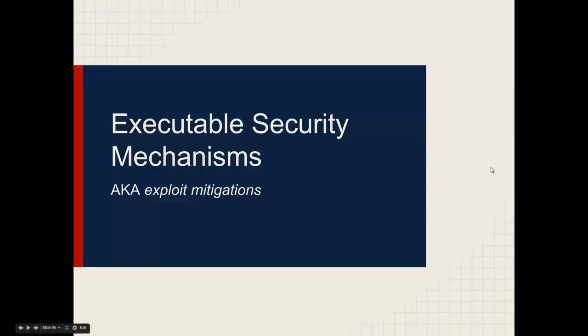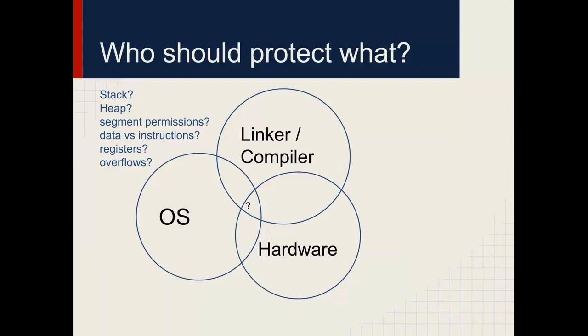Alright, those demos are over, and the rest of the lecture is dedicated to defenses against exploit techniques, and we're going to talk about executable security mechanisms, or as we call them, exploit mitigations. So one of the key questions we're going to ask through this lecture is who should protect what? Obviously, we should expect the developers to write secure code and obviously not have any bugs at all, which is unreasonable. But are there ways to, for bugs that happen to be vulnerabilities, mitigate their exploitability?